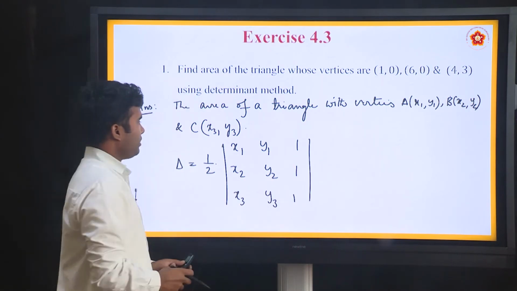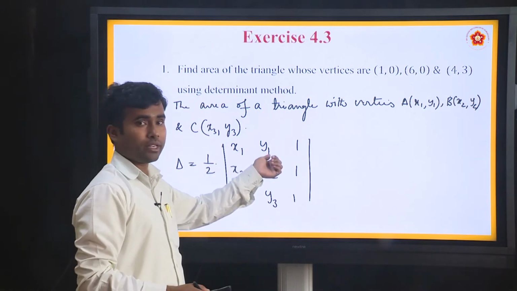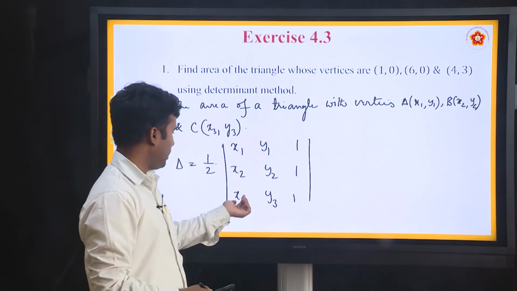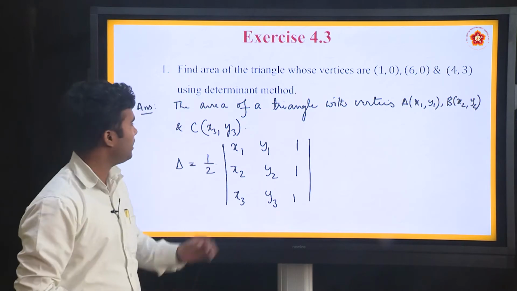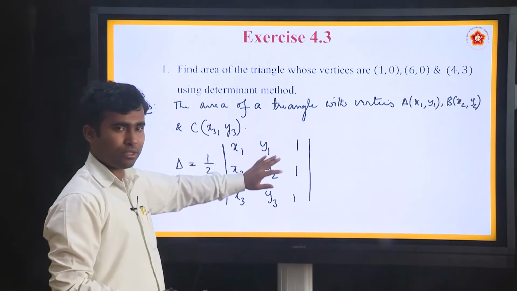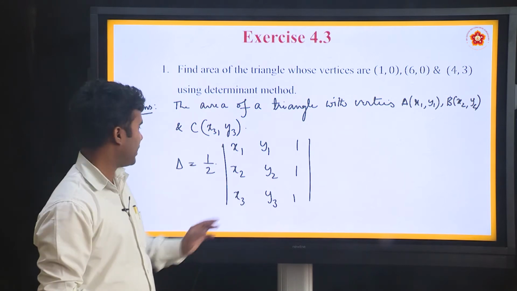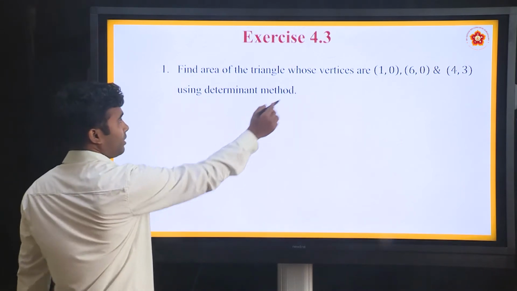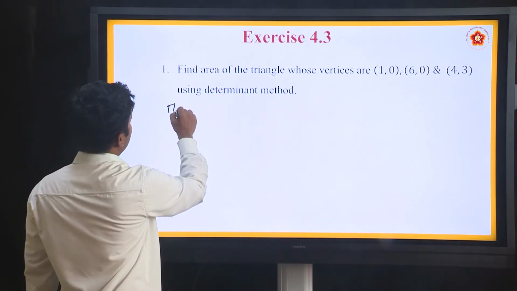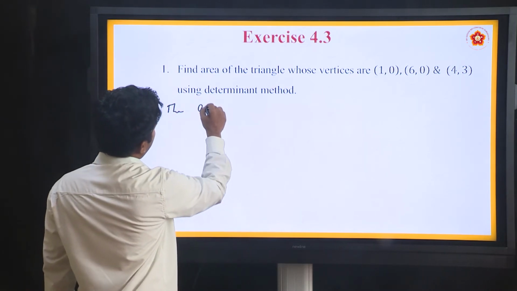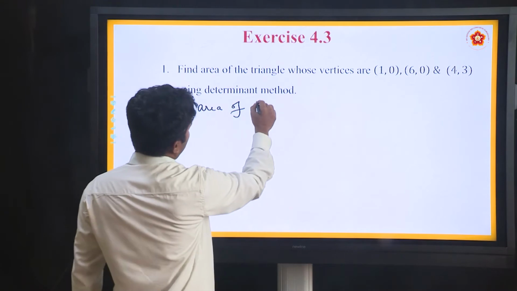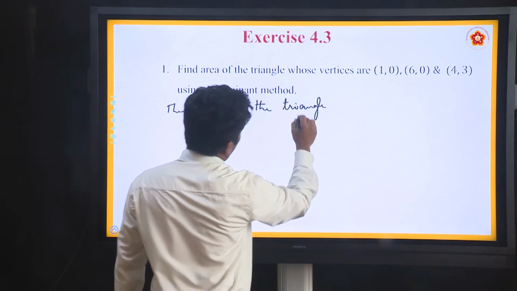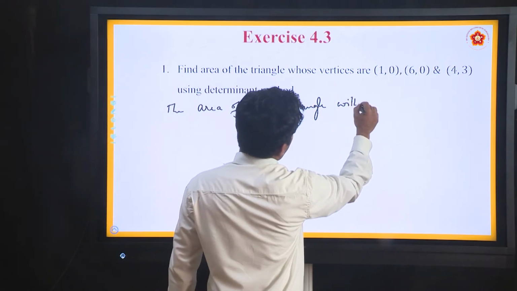See here, in this determinant x1 y1 is one of the vertices and x2 y2 is the point B, and x3 y3 is another point which is C. We are going to use this formula for the given vertices, then we can find what is the area of the triangle. Okay. See, now we can find the area of the triangle with vertices.